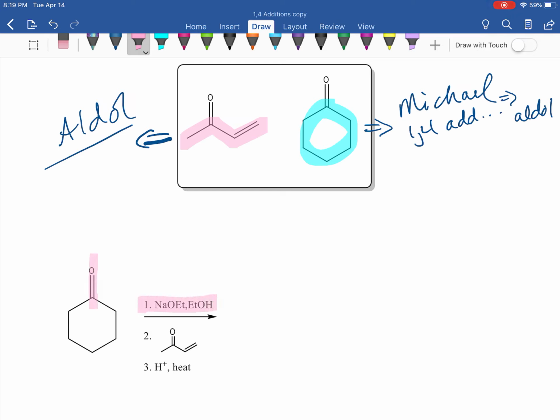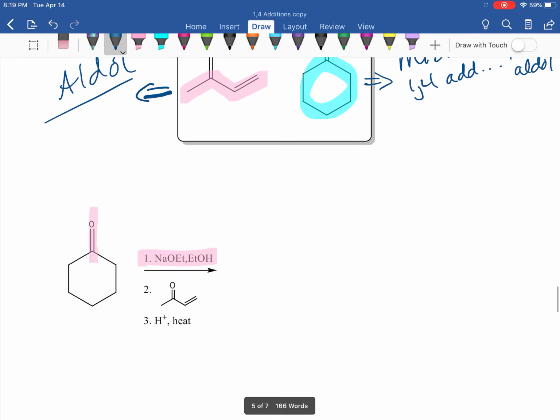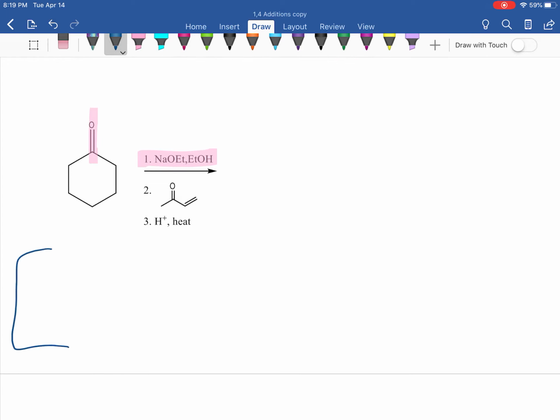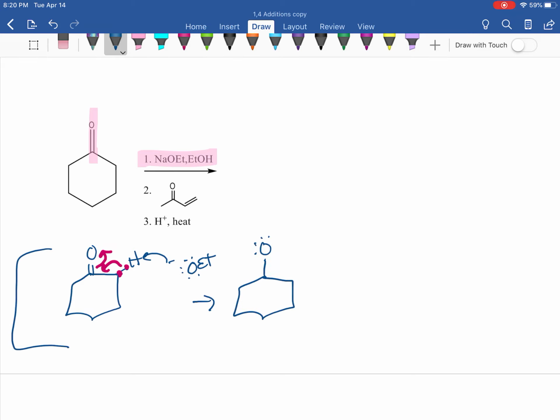Let's take our cyclohexanone right there, and let's treat it with base. So let's draw that first step. Let's draw that as a mechanism. Okay, we know we're going to deprotonate. That's why we've got our base in there. And we are going to form that enolate. Okay. All right, so there is our nucleophile.